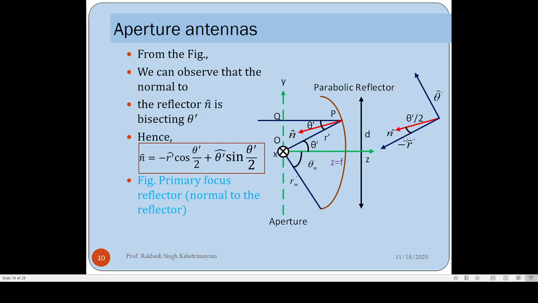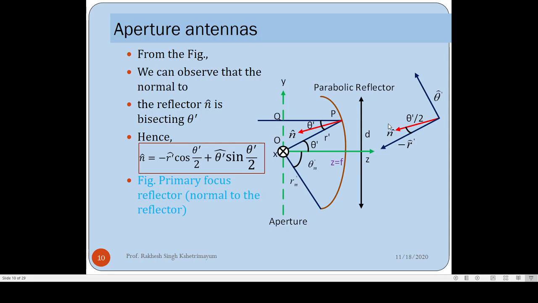Since the normal is bisecting theta dash, look at this diagram here. What is this line here? This line would be negative of r dash. This is r dash, but since we are looking in this direction, it will become minus r dash. The unit vector along this direction will be opposite of the unit vector for r dash, so we'll have minus r dash unit vector here, then the theta dash unit vector here. So the normal is actually making an angle theta dash by 2 with the minus r dash unit vector, since it is bisecting theta dash.